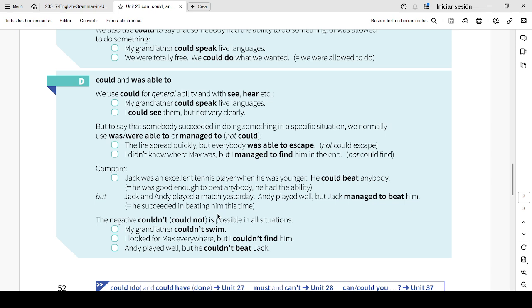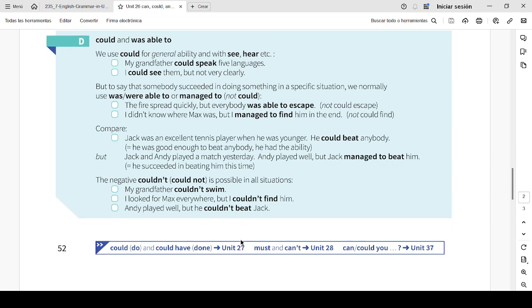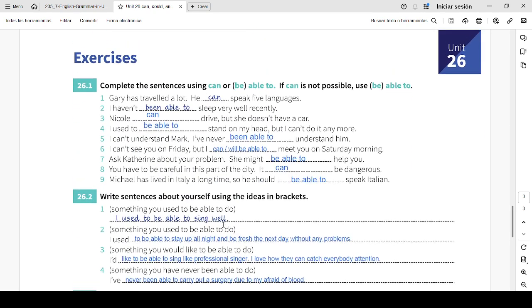So, my grandfather couldn't swim. I looked for Max everywhere, but I couldn't find him. Andy played well, but he couldn't beat Jack. So we must use couldn't or could not in all situations. Okay, it doesn't matter if we're talking about ability or about succeeding in doing something. Okay, so let's move on to the exercise part.